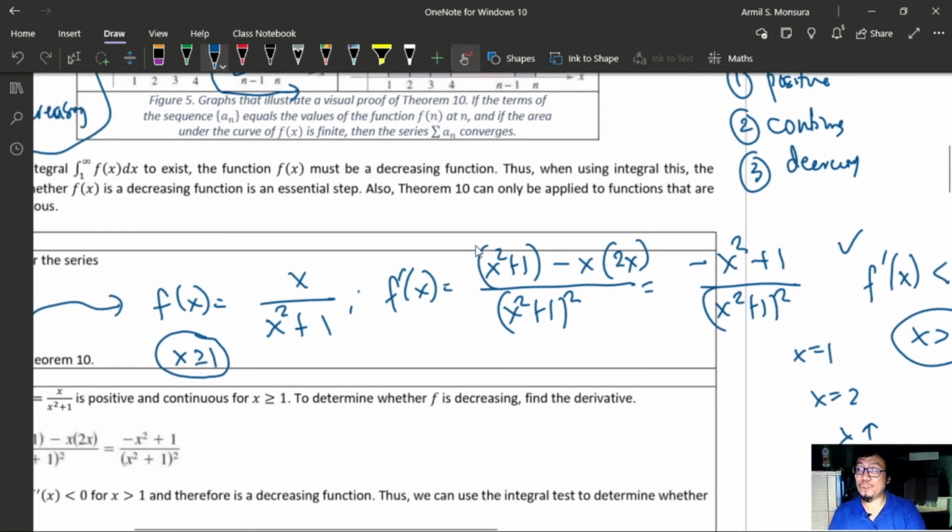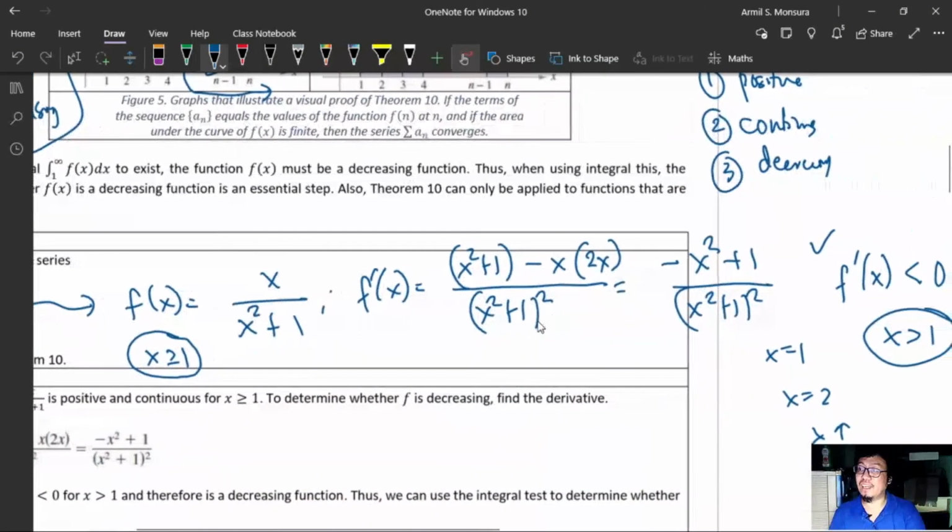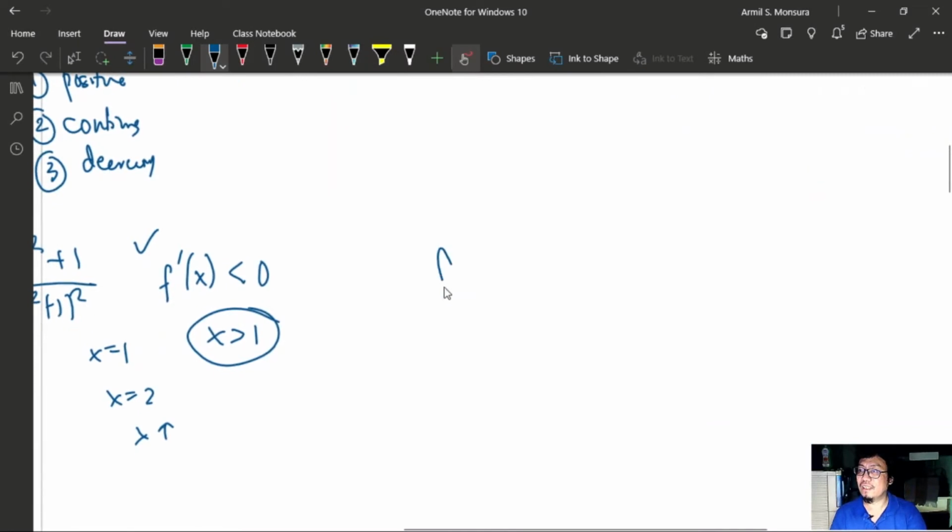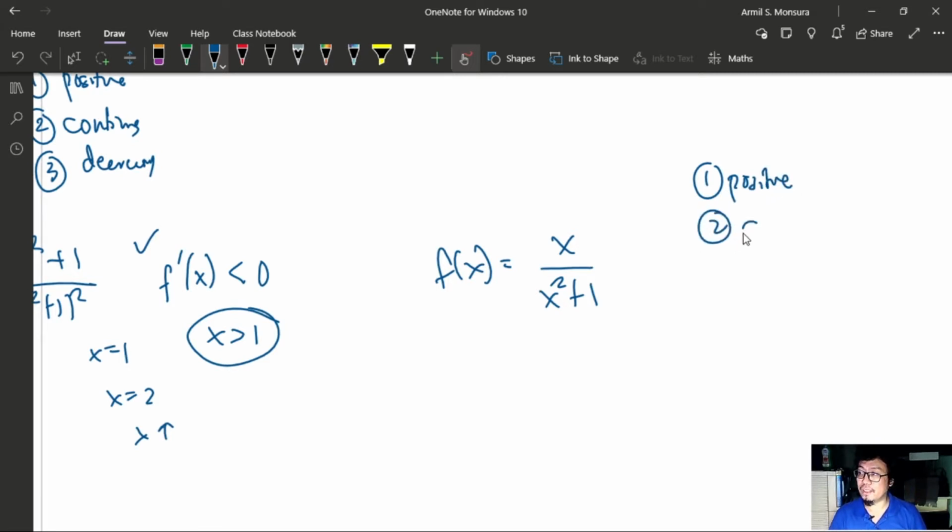So we were able to satisfy those three criteria, that your f of x, which is x over x squared plus 1, is positive. Okay, number 2, it is continuous. And number 3, it is decreasing.